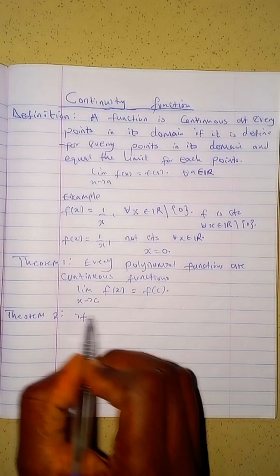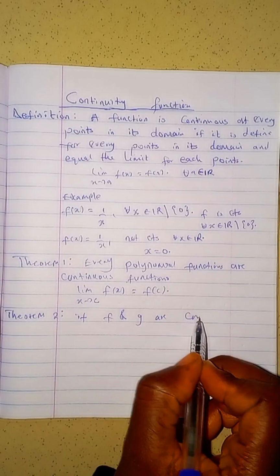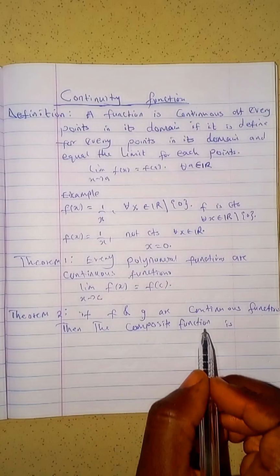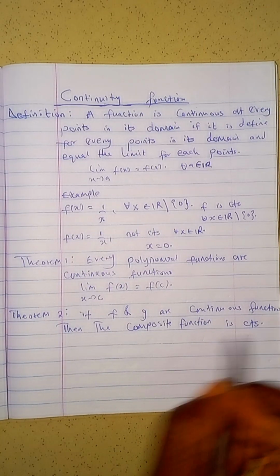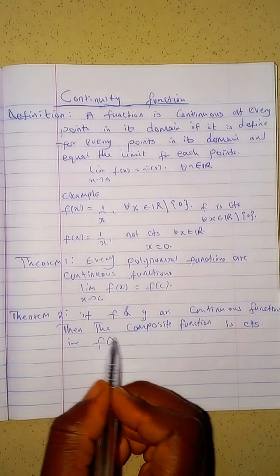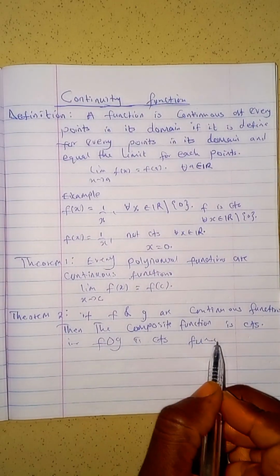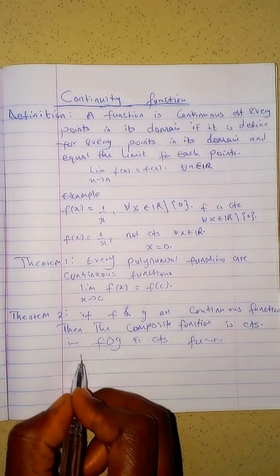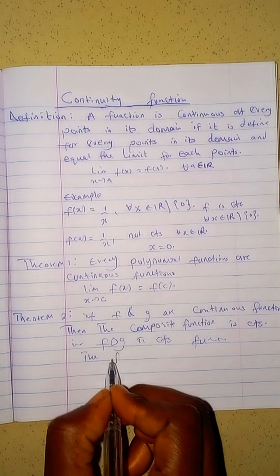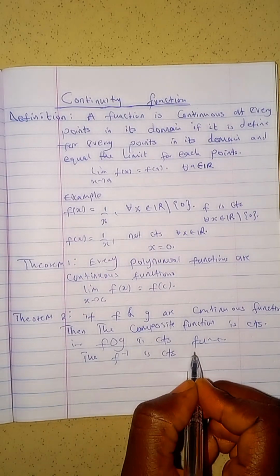Theorem 2: if f and g are continuous functions, then the composite function is also a continuous function. That is, f composition g is a continuous function. If f is a continuous function, then f inverse is also a continuous function.